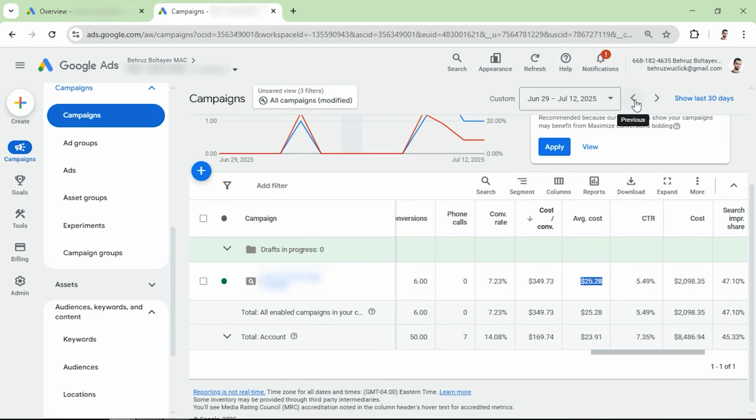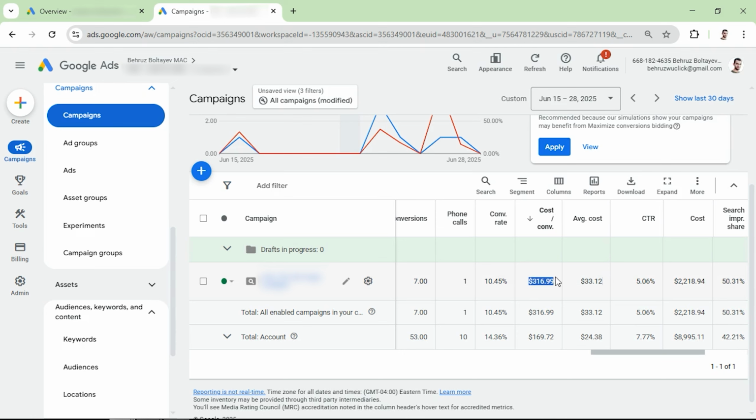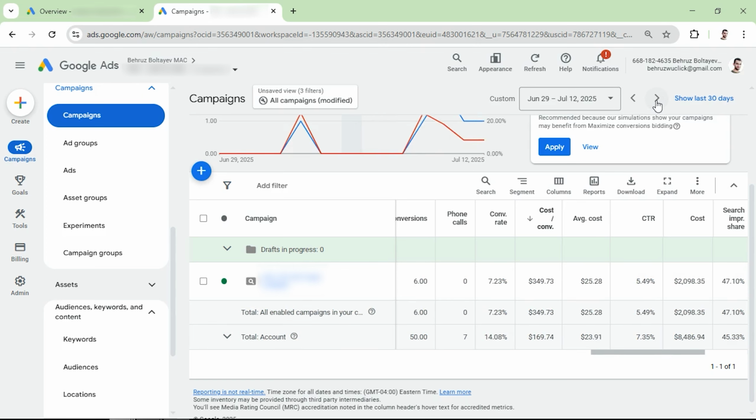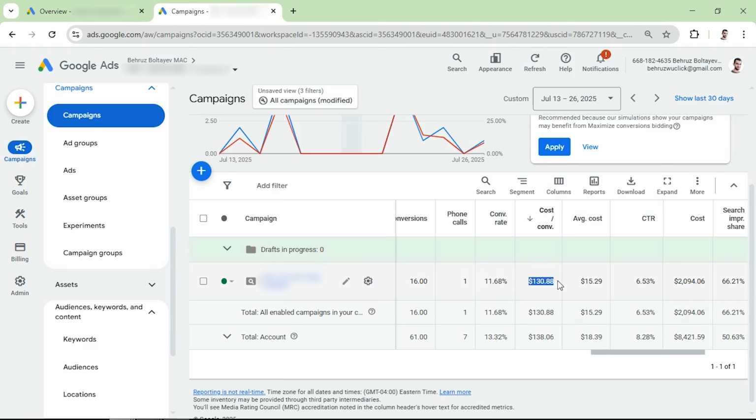As you can see, the cost per click was really high. Sometimes I remember it was more than $60 cost per click because it was using maximize conversions, and with maximize conversions, that can happen. And as you can see, the cost per conversion was really high, $316 per conversion. Right now, the cost per conversion is getting down. In the last 14 days, our cost per conversion is more than 2 times less.